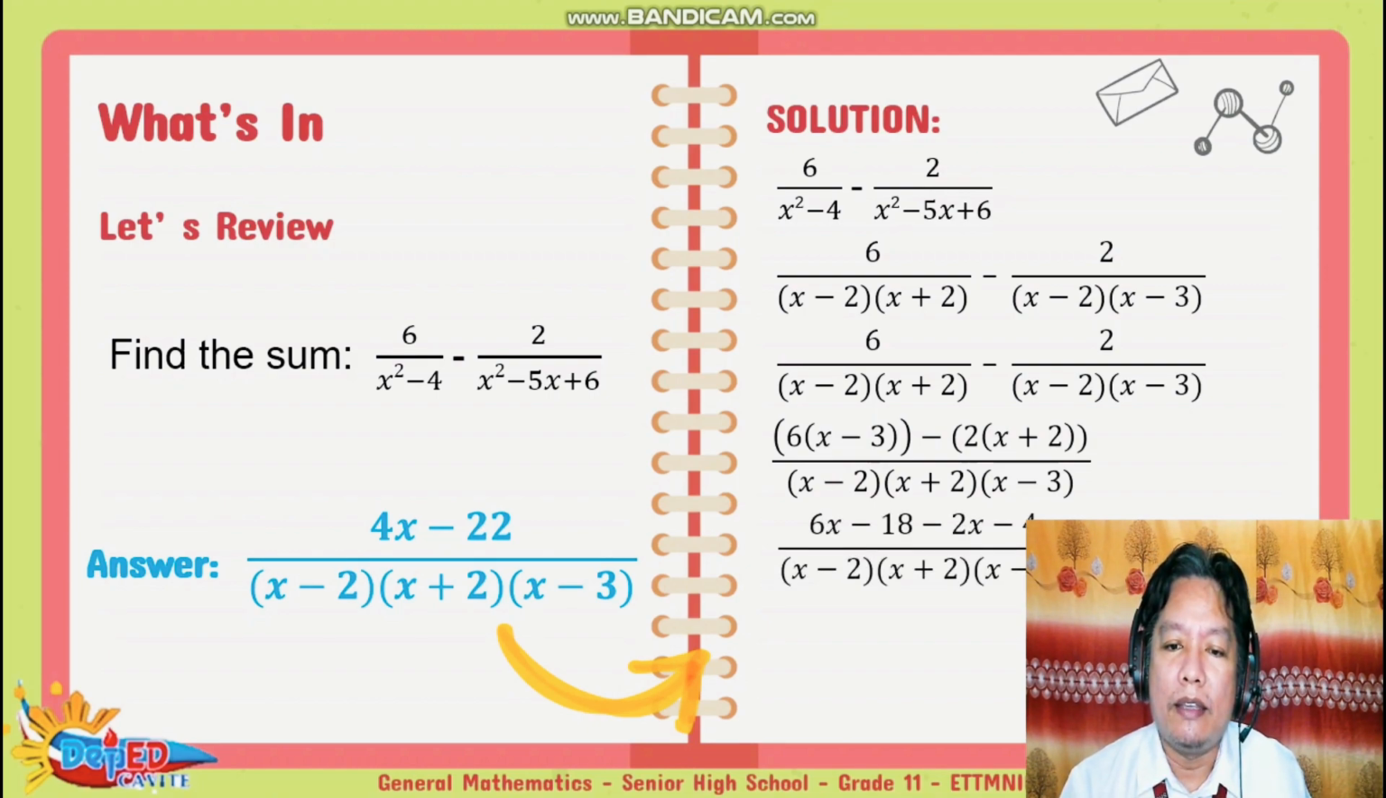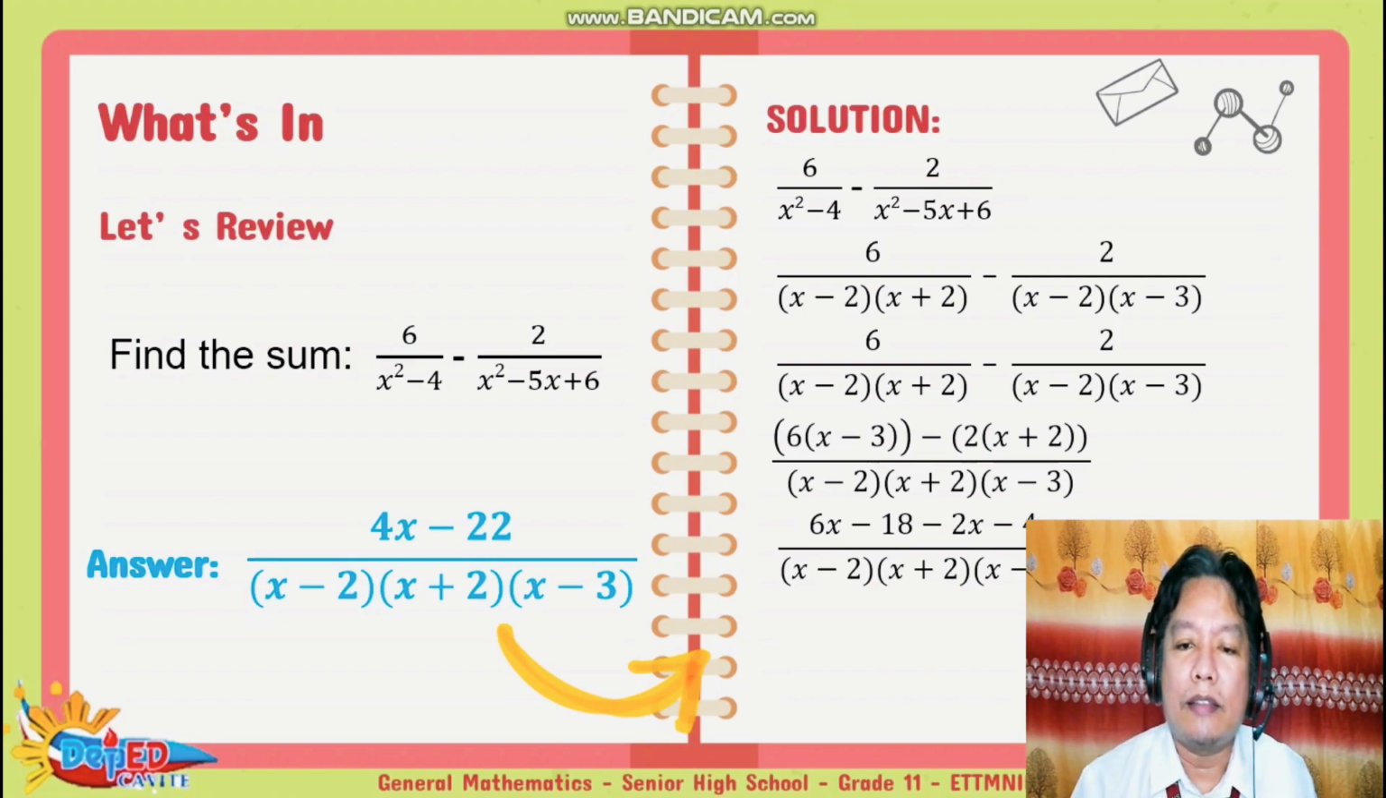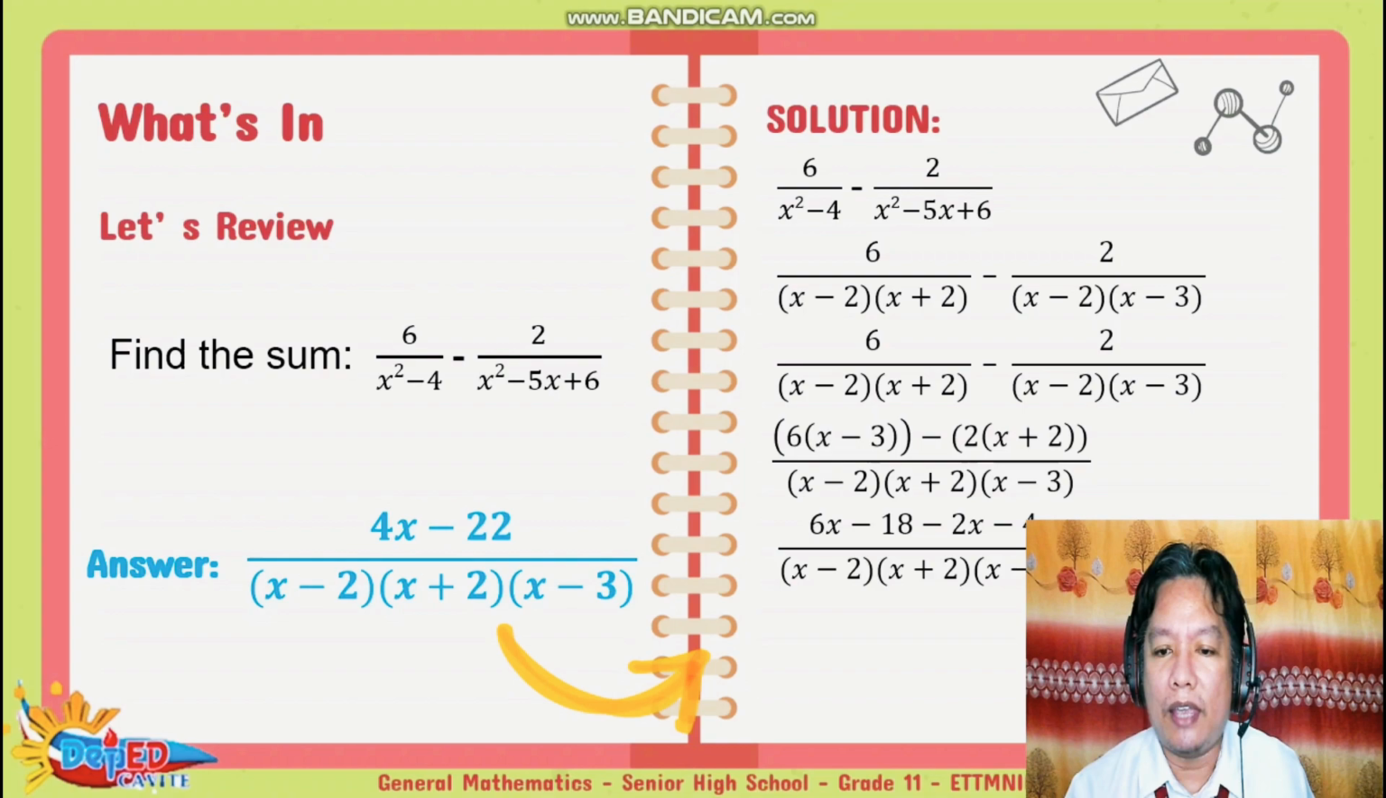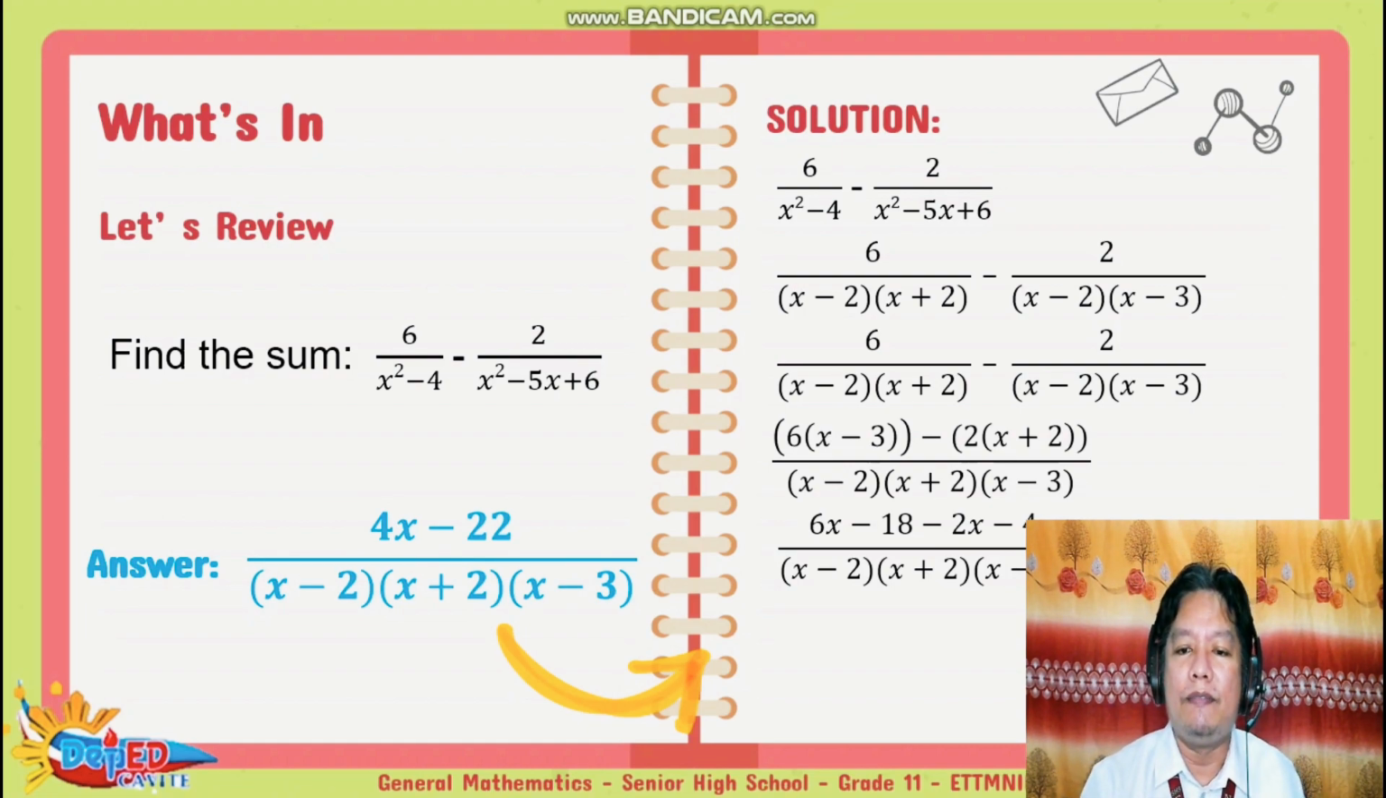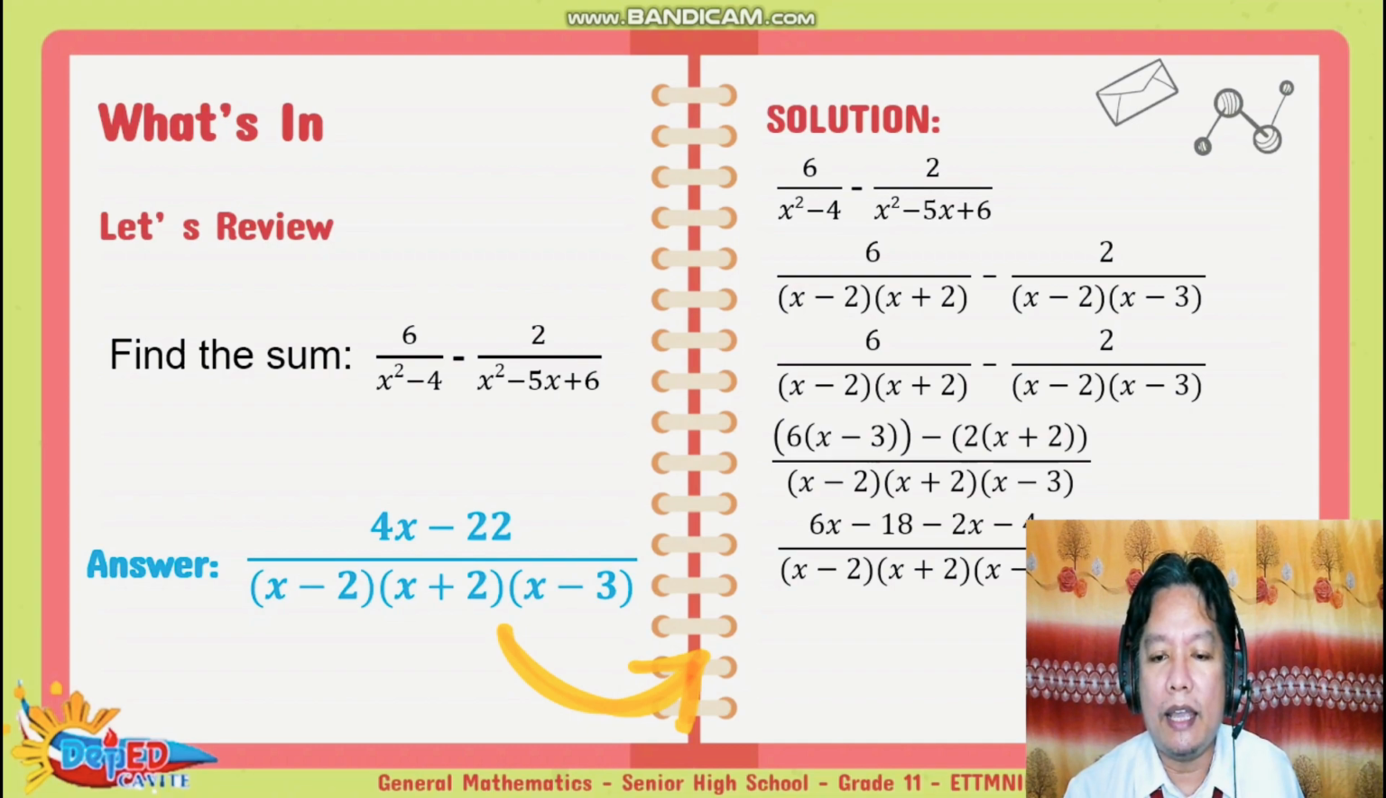Then simplify. 6 times x is 6x, and 6 times negative 3 is negative 18. Negative 2 times x is negative 2x, and negative 2 times positive 2 is negative 4. All over the LCD, which is x minus 2, x plus 2, and x minus 3. And that is the final answer.